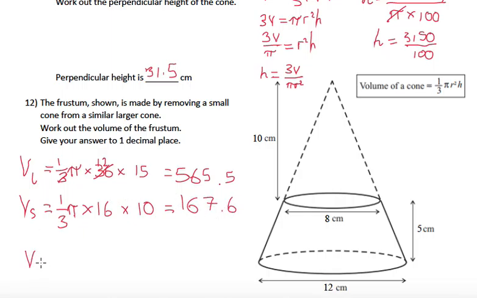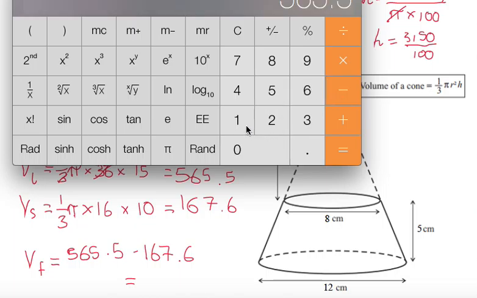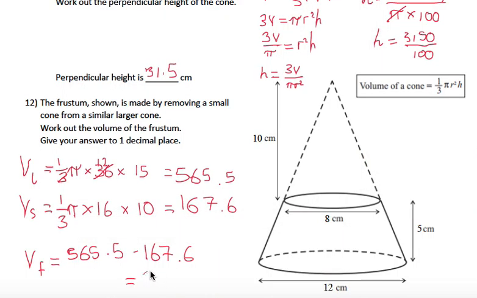And then the volume of the frustum, as it says in the question, is made by taking away the small volume from the larger volume. So 565.5 minus 167.6 leaves me 397.9. And it's a volume, so cubic centimetres.